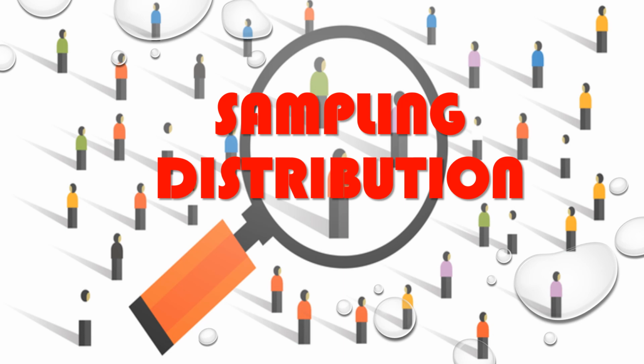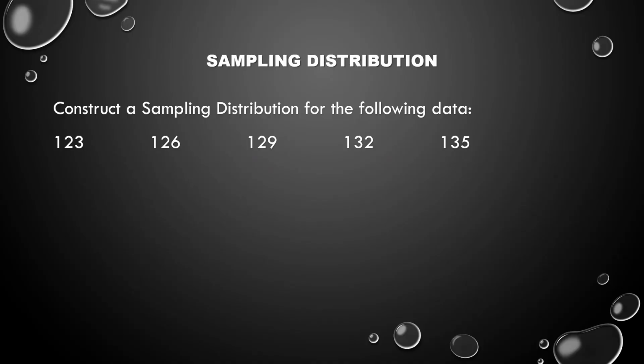So this time, I will be showing you how to get the number of combinations that you need to consider, so that you will have your guide for knowing whether you've got all the correct combinations for that data. Let's start with our example. Suppose we are to construct a sampling distribution for the following data.